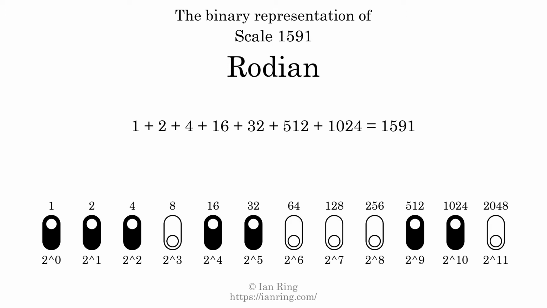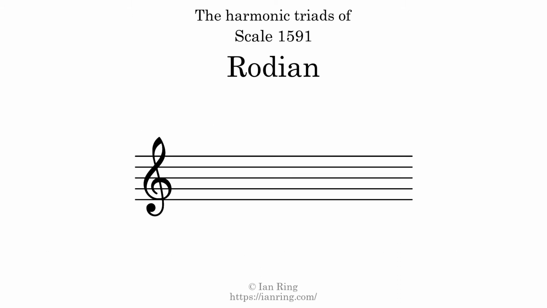1591. The scale number not only enumerates the scale with a unique index, but it also literally describes the tonal content of the scale. Represented as a binary number in base 2, the scale number is 01100011011. Here are the harmonic triads present in this scale.